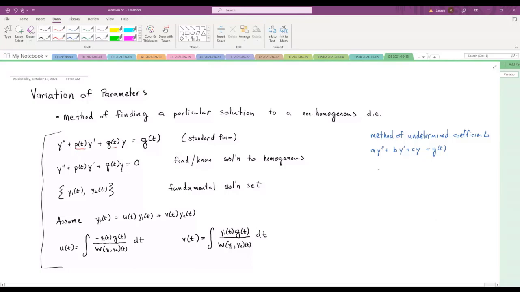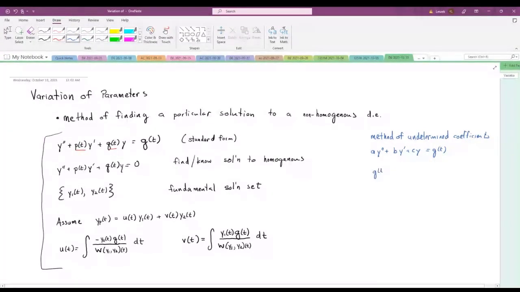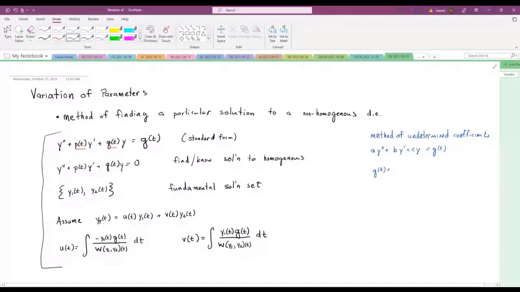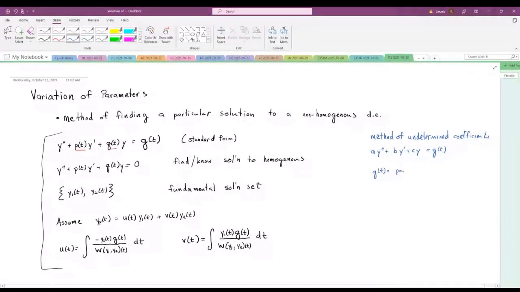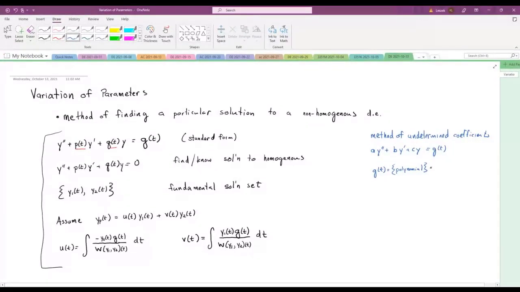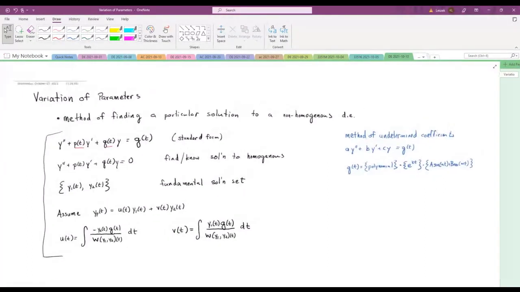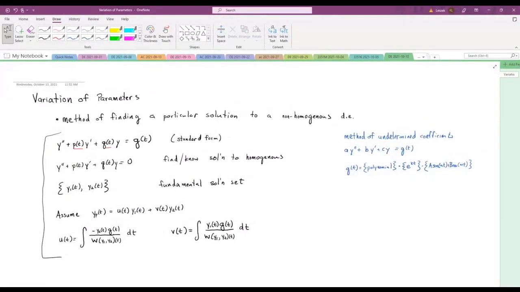Also notice that for the method of undetermined coefficients, the right-hand side function cannot be just anything, right? It's of a certain sort. It's some sort of polynomial, possibly times a simple exponential, or some combination. So it's limited in that sense. Variation of parameters is more general. But with either method, you need to know the fundamental solution set.